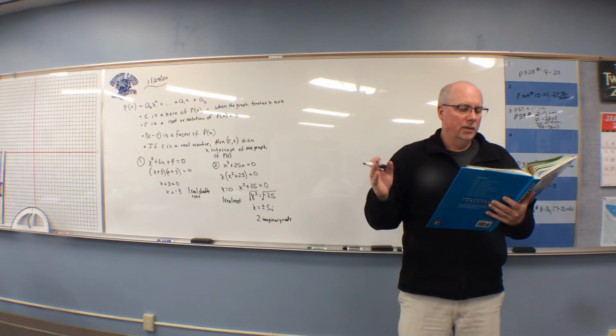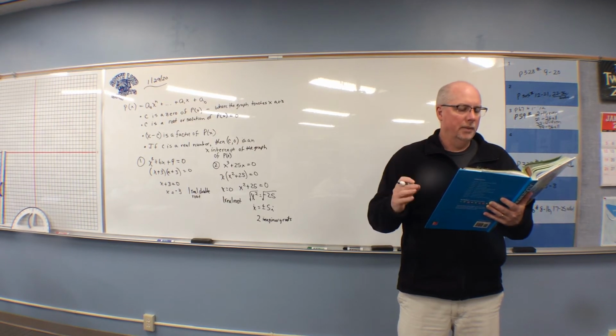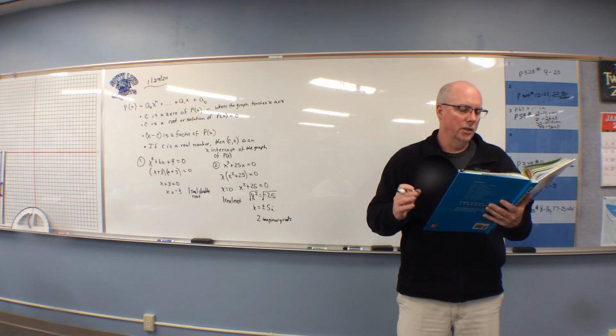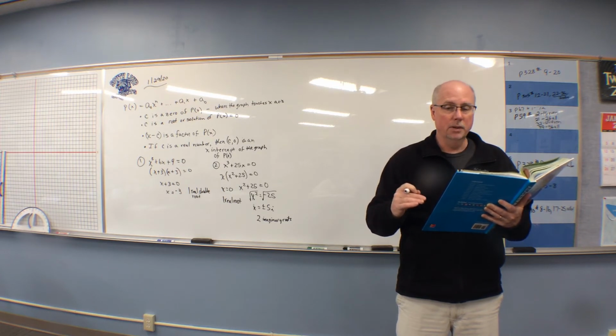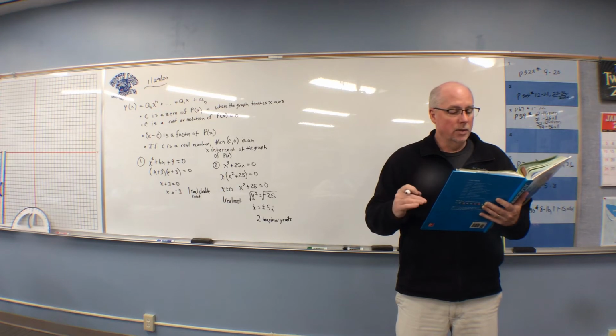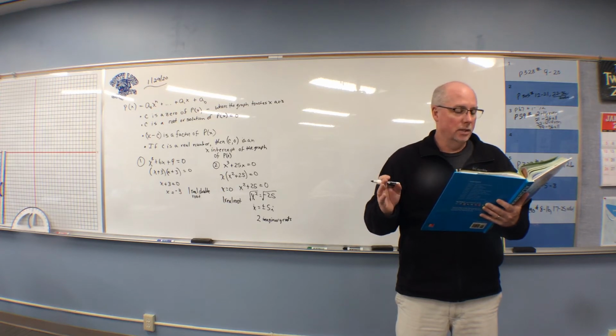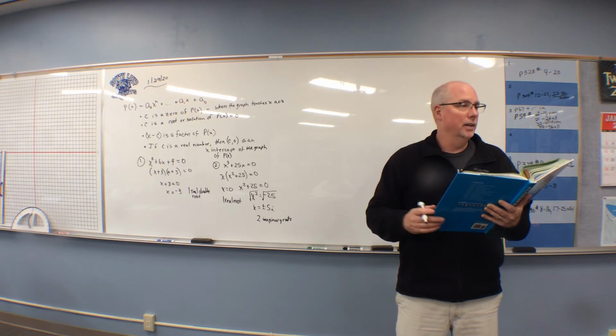If p of x is a polynomial function with real coefficients, then the number of positive real zeros of p of x is the same as the number of changes in sign of the coefficients of the terms, or is less than this by an even number. And the number of negative real zeros of p of x is the same as the number of changes in signs of the coefficients of the terms of p of negative x, or is less than this by an even number.